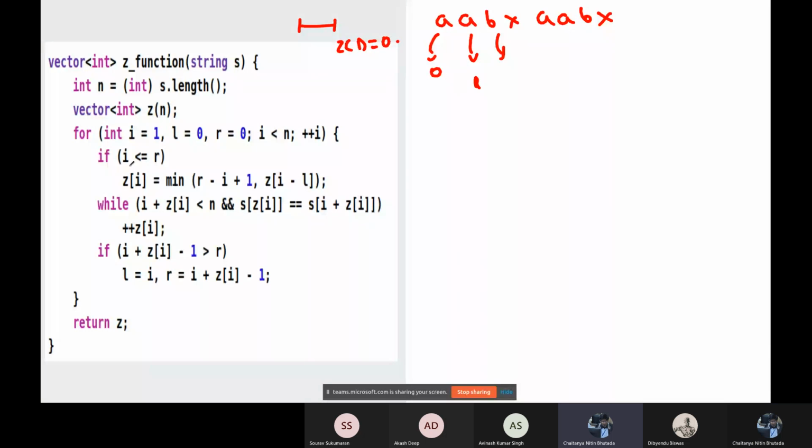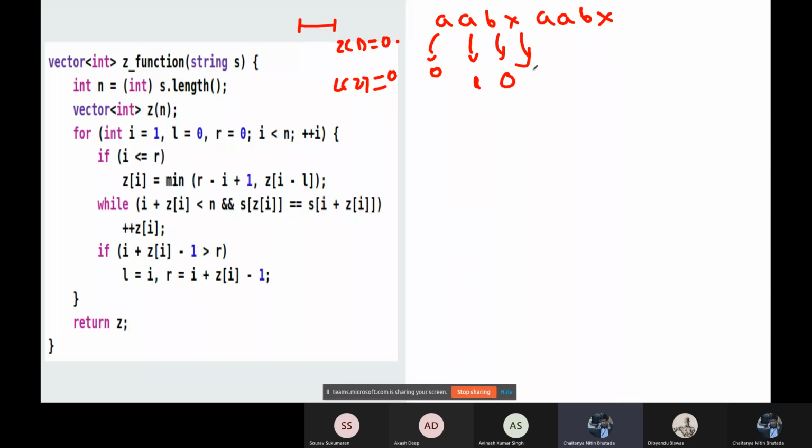Still I is less than equal to R, so we do not go here. Z of 2 is initialized with 0. Now we check the first characters. S of 0 is equal to S of 2, which is not. So we don't go here and we don't go here. So it is directly initialized with 0.